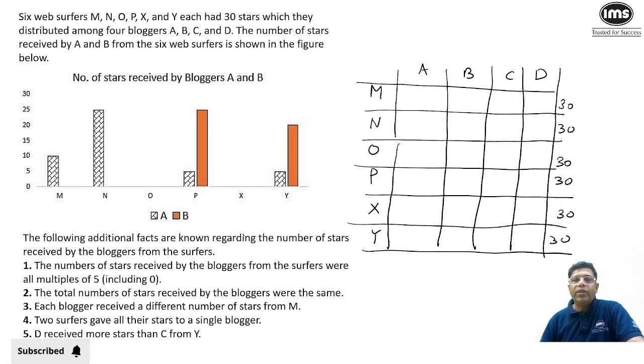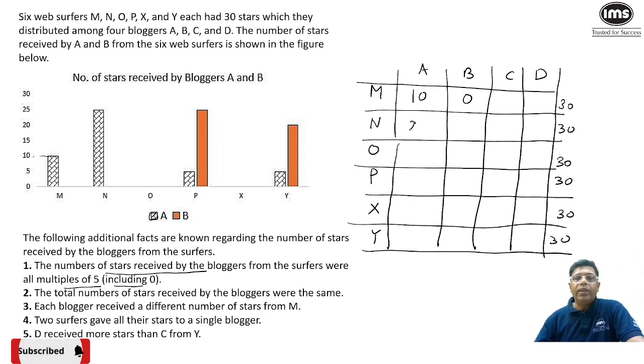Now let's look at the further information. So if you decode this table, from M, A has received how many stars? This value is 10. Because it clearly says the number of stars received by the bloggers from the surfer were all multiples of 5 including 0. So it could be 0, 5, 10, 15, 20, 25 and 30. So now I can see from the graph that A is written by this black color. So A is receiving 10 stars from M while B is receiving 0.